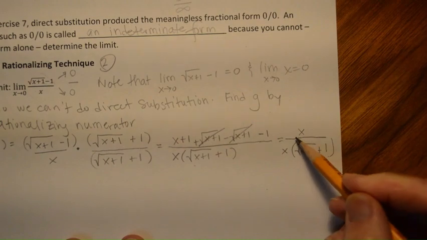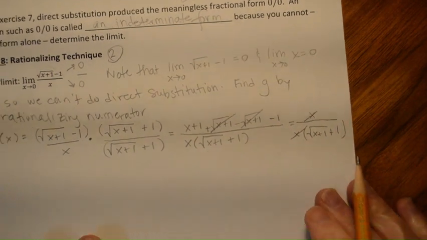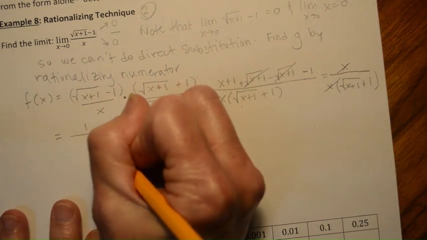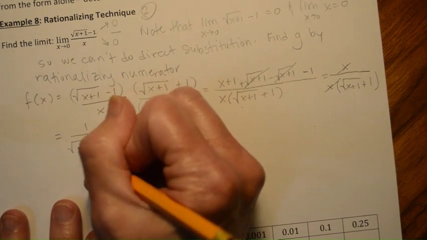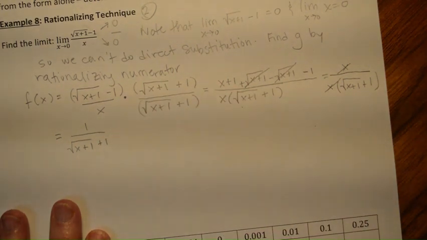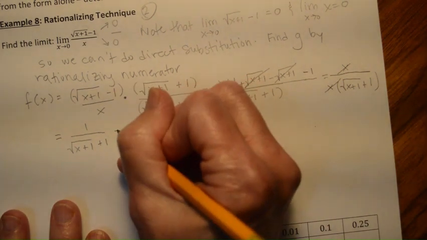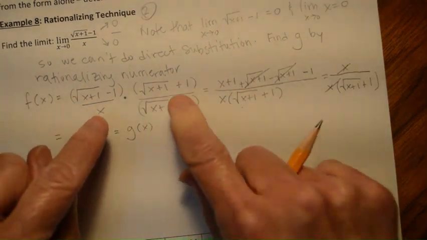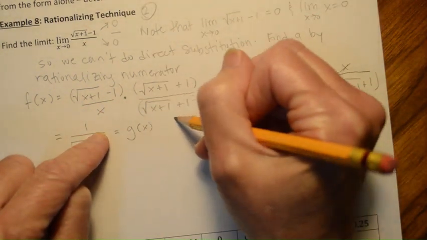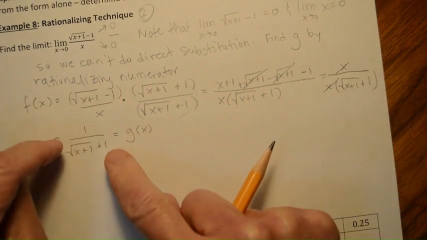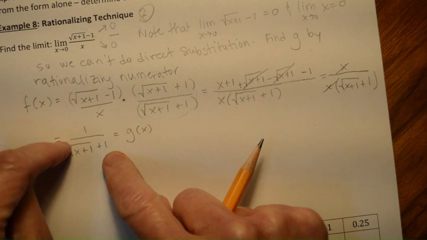All right, so now I can cancel them out, and I end up with the function 1 over square root of x plus 1 plus 1. And this is what I'm going to choose as my g of x. Because again, just by multiplying it by this very fancy form of 1, it doesn't change the value of the function. It just changes the appearance of the function.